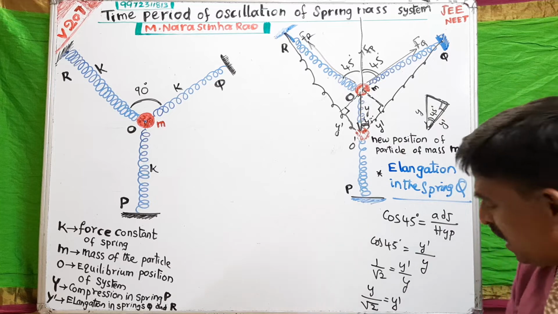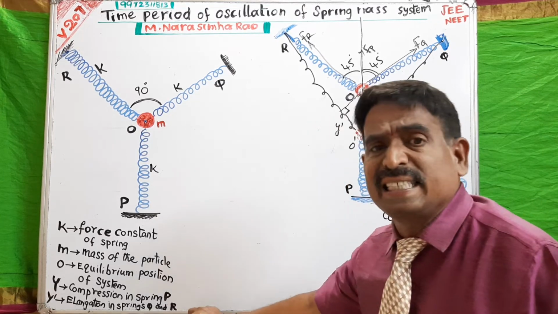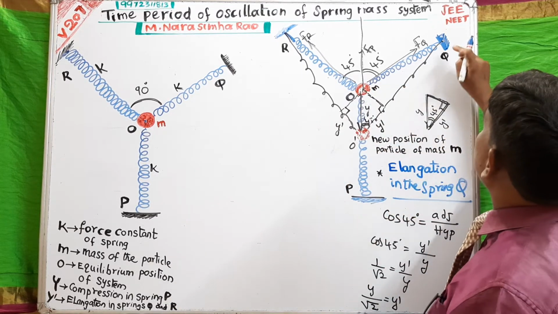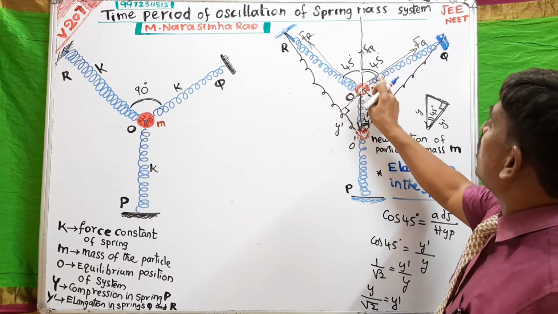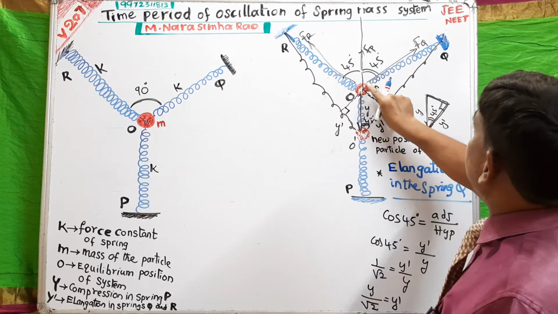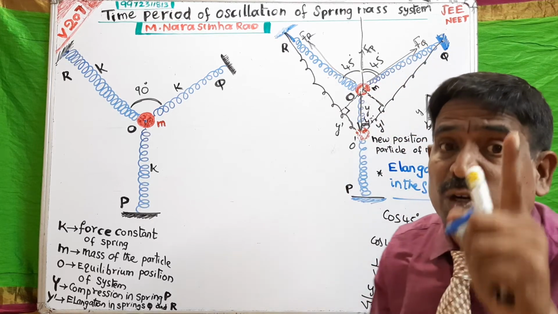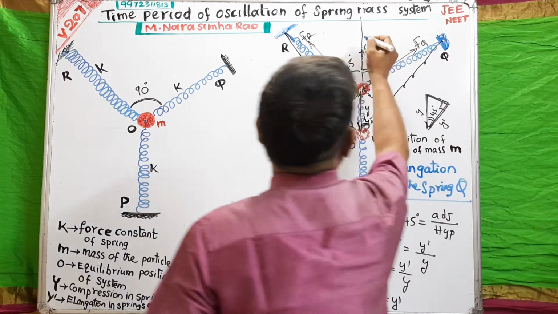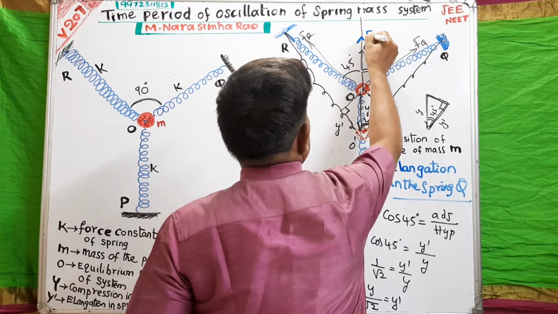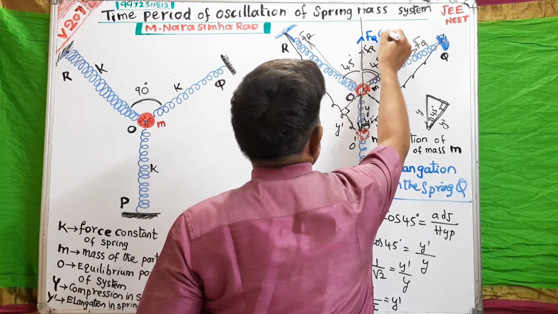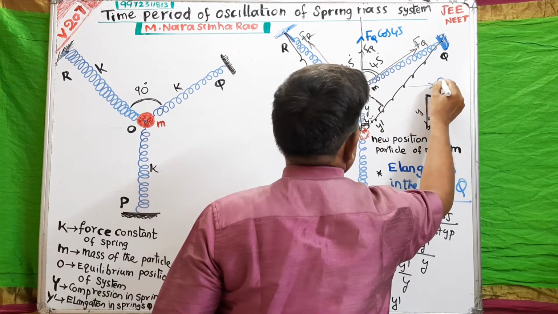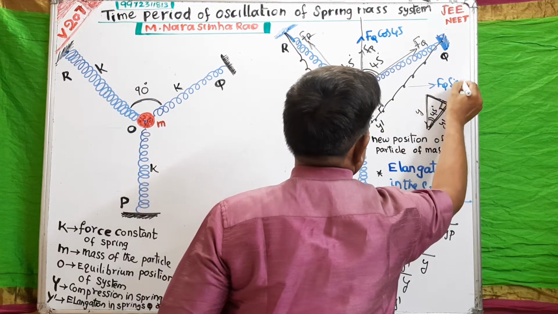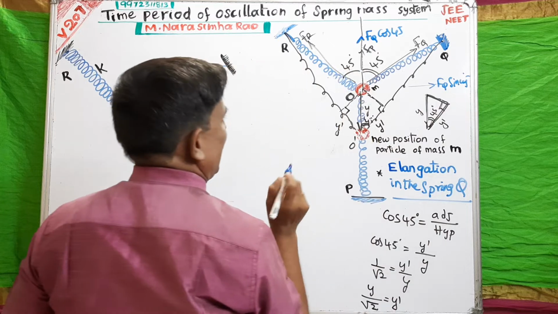And one more thing, please listen here. Restoring force in the spring Q is in this direction. It is making 45 degrees with the vertical. This FQ I am dividing into two components: FQ cos 45 and FQ sin 45.